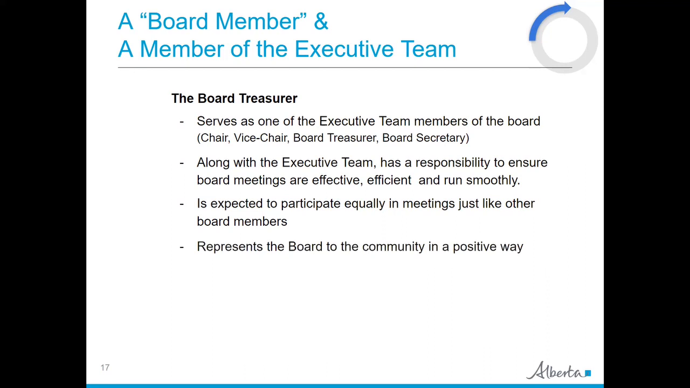Finally, being a board treasurer means representing the board to the community, including being proud to be part of the board and the organization. Certainly, you want to represent the board and the organization in a positive way.